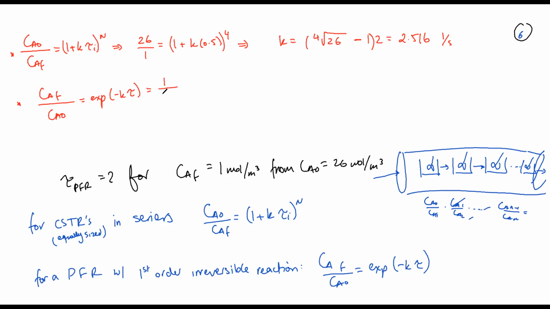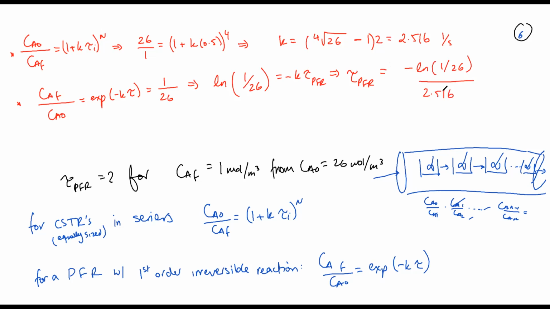Here, CA0 is 26. So if I take a natural log, ln of 1/26 is equal to minus K tau PFR, of course. So this means that tau PFR is equal to minus ln of 1/26 divided by 2.516. And in this case, you should get tau to be equal to 1.29 minutes. Okay, so this is the answer to this problem.